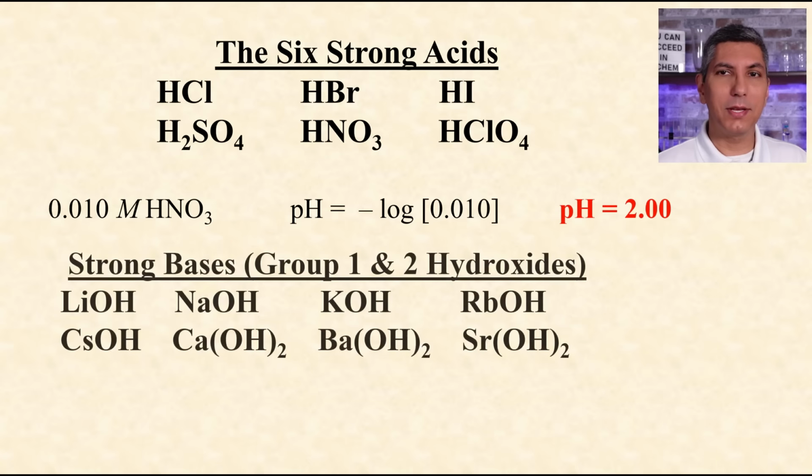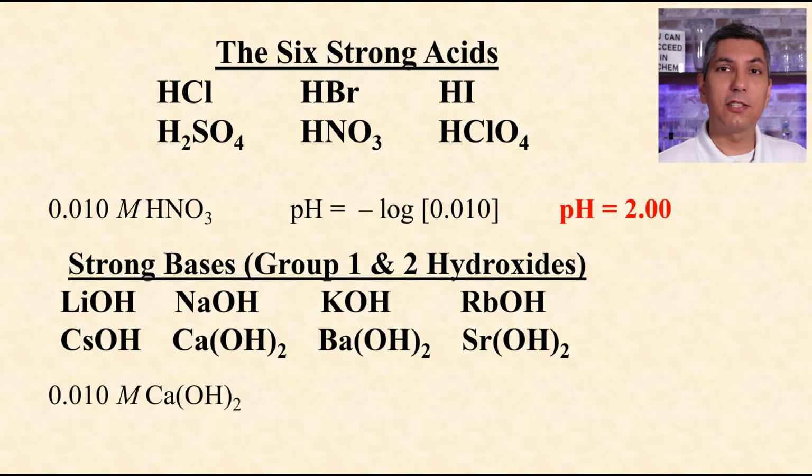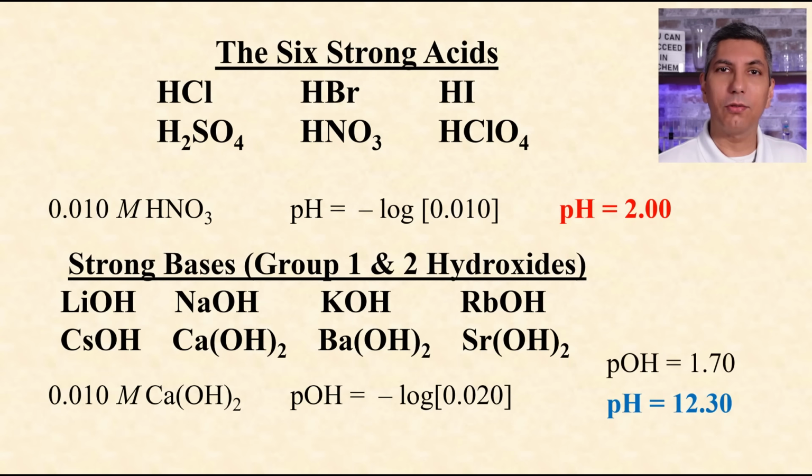Strong bases are done the same way, except it's pOH. Group 1 and 2 hydroxides are the strong bases. Just take negative log of the hydroxide concentration to find the pOH, and then subtract from 14 to get the pH. With the group 2 hydroxides, remember, there's a 2-to-1 ratio. So in the case of 0.01 molar calcium hydroxide, you'd take the negative log of 0.020 to find pOH. Then subtract from 14 and you see the pH is 12.30.